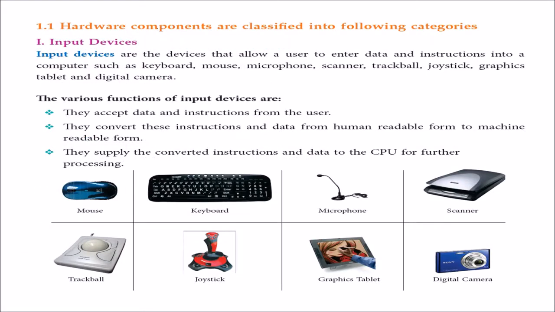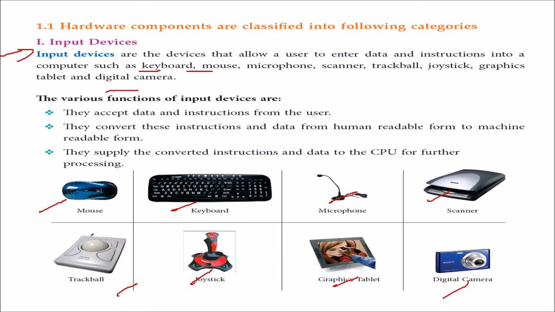Hardware components can be classified into different categories, as we have just seen. First are our input devices. You need to tell somebody to do a certain task so that he can do that task. So you have to give some input, like a human being. He has sensory organs. He sees, he listens, he tastes, and this is the input of a human being. In a similar way, a computer has input devices such as keyboard, mouse, microphone, scanner, trackball, joystick, graphic tablet, digital camera. These are all input devices.